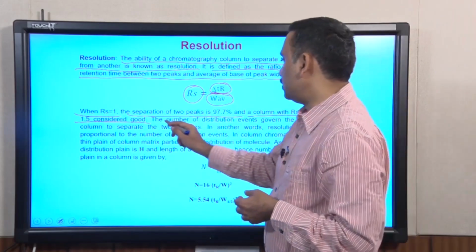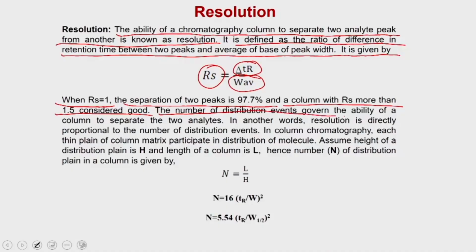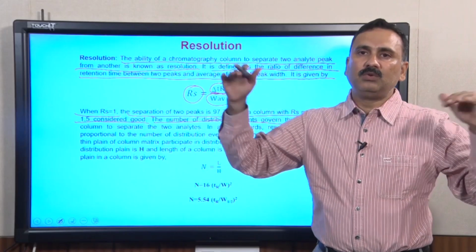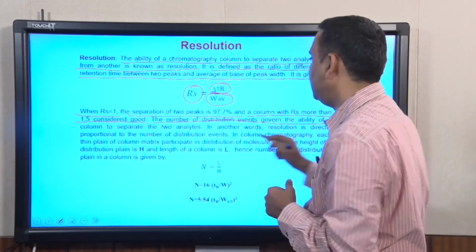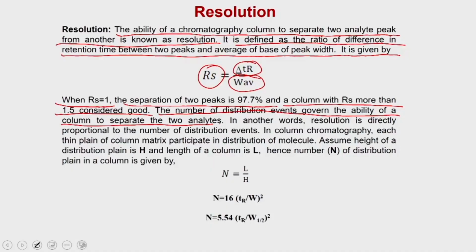So, what actually is governing the resolution? The resolution is governed completely by the number of distribution planes, because if you have a higher number of distributions, there are higher chances of separating the two molecules into two separate peaks. That is why the number of distribution events governs the ability of a column to separate two analytes. In other words, the resolution is directly proportional to the number of distribution events.